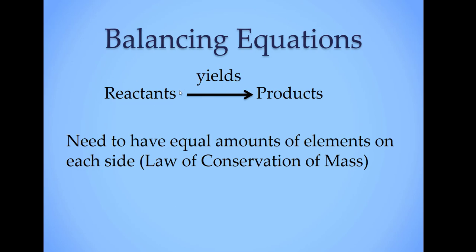So it's saying that our reactants have reacted together, bonds have been broken and reformed, and we get new products as a result. And when you're balancing equations, you need to have equal amounts of elements on each side. And this will fulfill the law of conservation of mass.